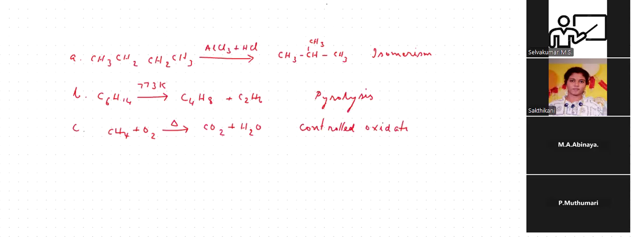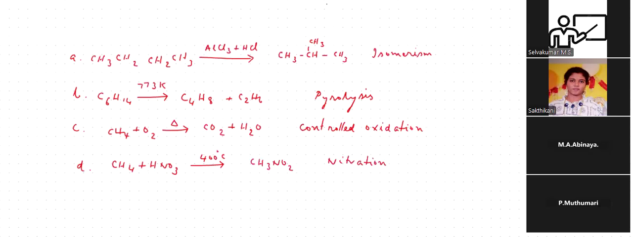And the fourth option given is methane plus nitric acid at 400 degrees centigrade giving nitromethane. And this reaction is called a nitration. Now we have to know every detail of every reaction.